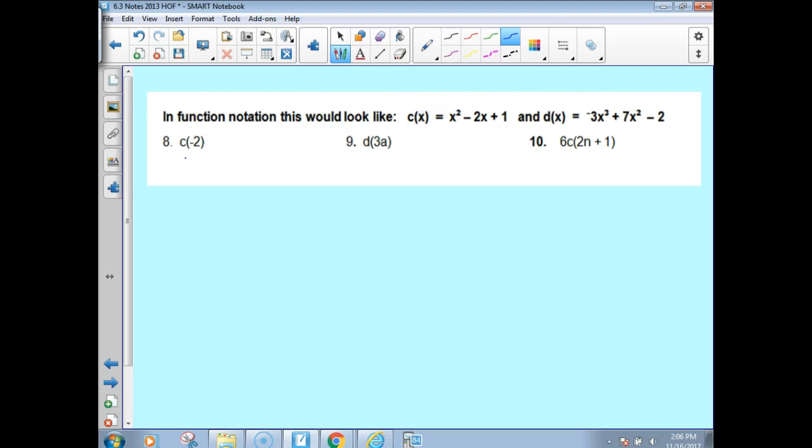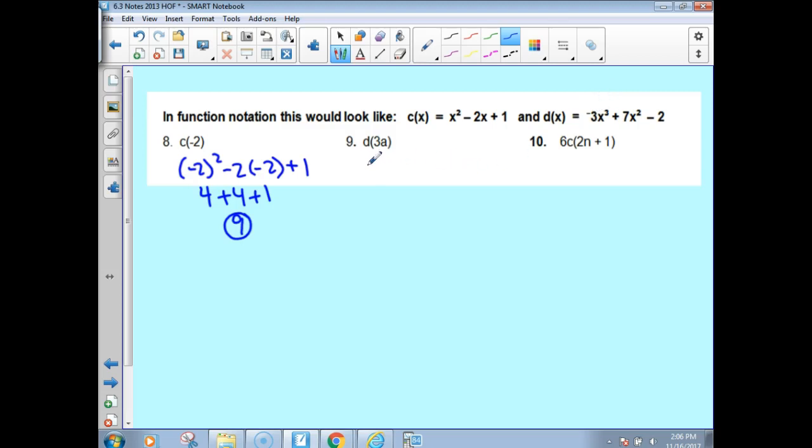The C function squares its input, so it's going to be the C of negative 2 will be negative 2 quantity squared minus 2 times negative 2 plus 1. That's going to give us positive 4 plus 1. Okay, because when you square negative 2, you get positive 4, and negative 2 times negative 2 is 4, etc. So we've got 9. Now let's get to something more interesting, where we're plugging in 3a. So what does it say to do? Well, we're putting 3a into the D function.